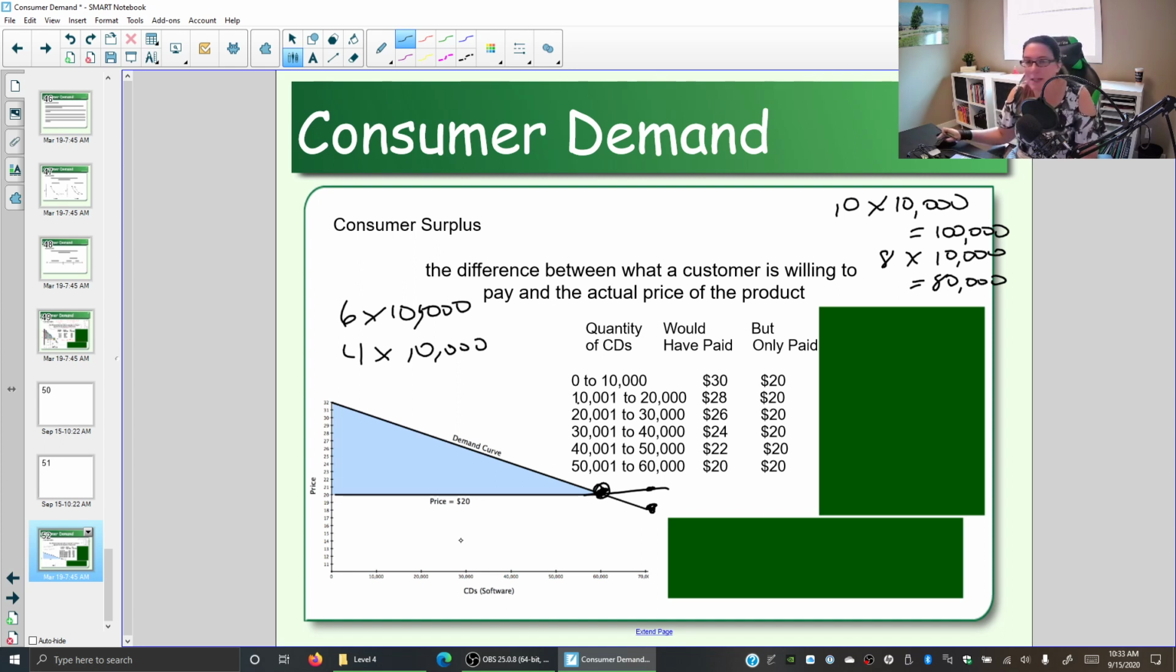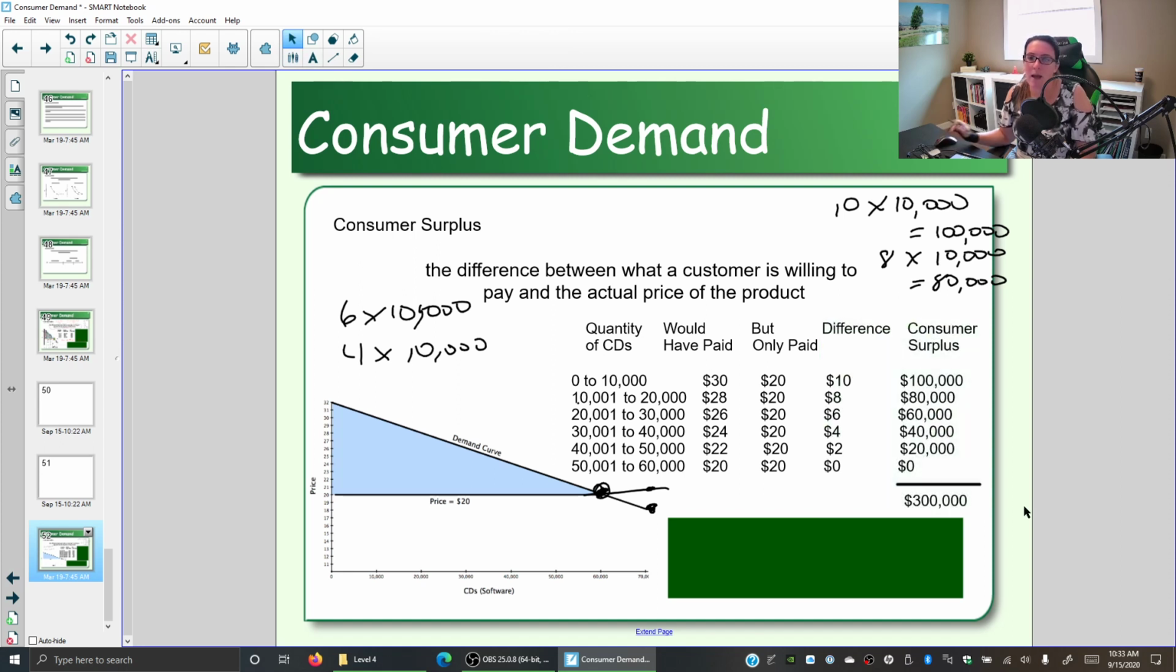What's the total deal we're getting? Well, we take that 100,000 plus 80,000 plus 60,000 plus 40,000, and we keep going. We end up with consumer surplus of 300,000. Noticing that for the last 10,000, we're paying what it's worth to us.